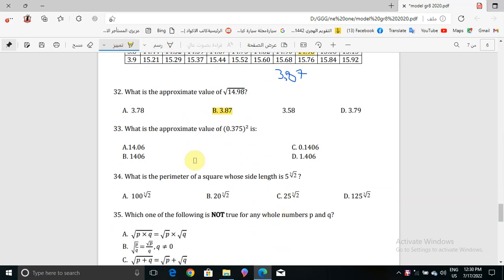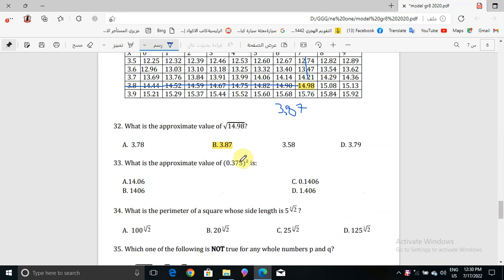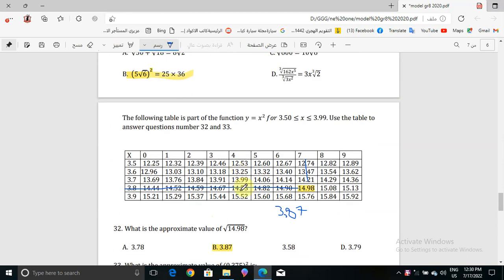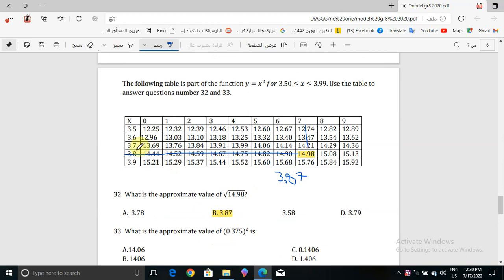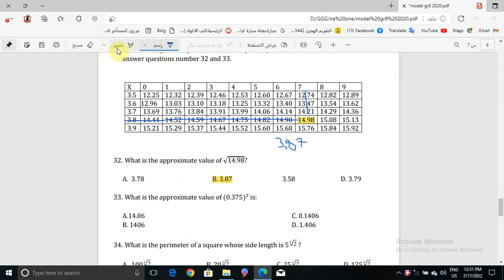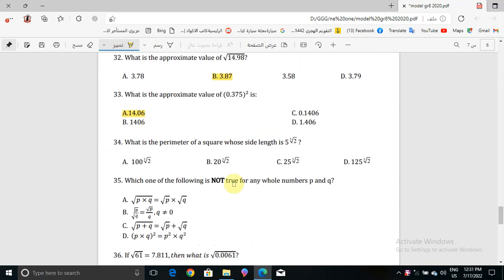Okay, now question number 33. What is the approximate value of 3.75 squared? After multiplying it 2 times, what will we get here? Here it says 375, so 3.75 squared will be 14.06. Yes, that is the correct answer, choice A. Now question number 34.